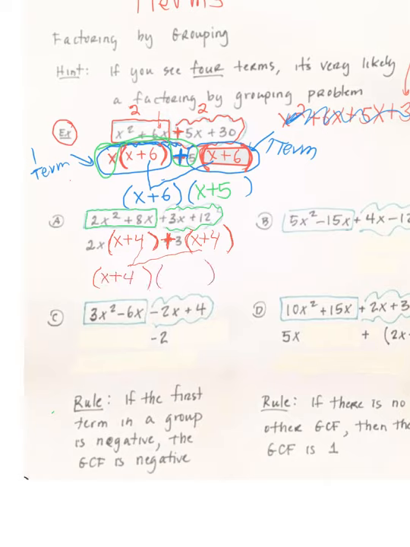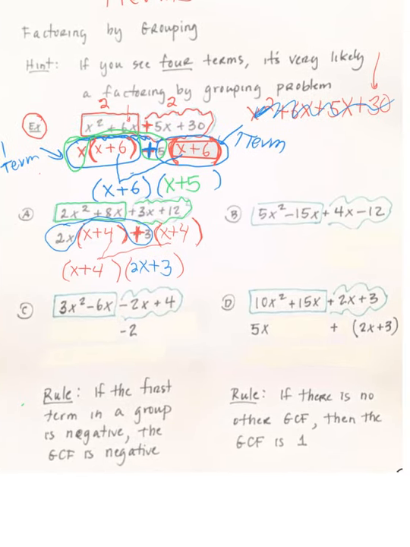And then I open up a parenthesis for what's left. Let's see what's left. 2x, don't forget to hook the plus sign in. 2x and plus 3. And I factor that. Okay. So we grouped the first two, we grouped the last two.